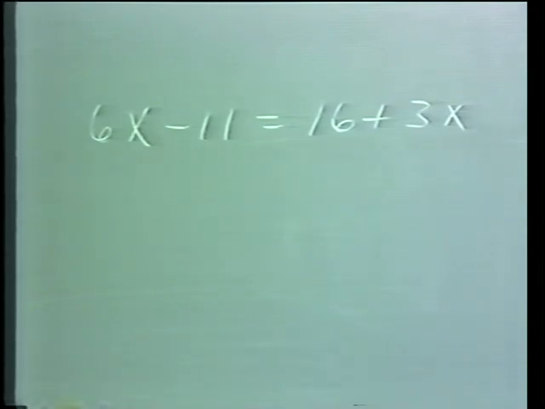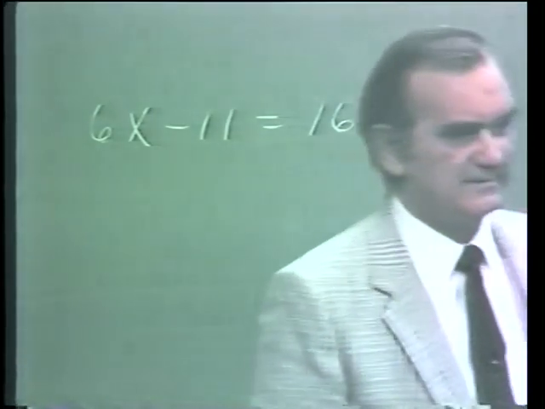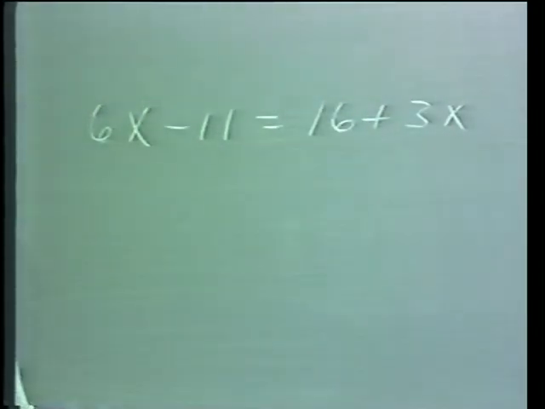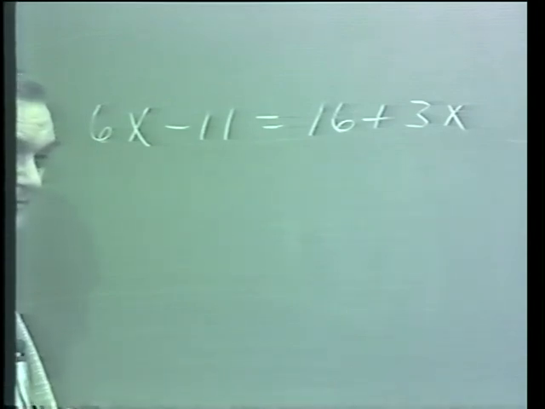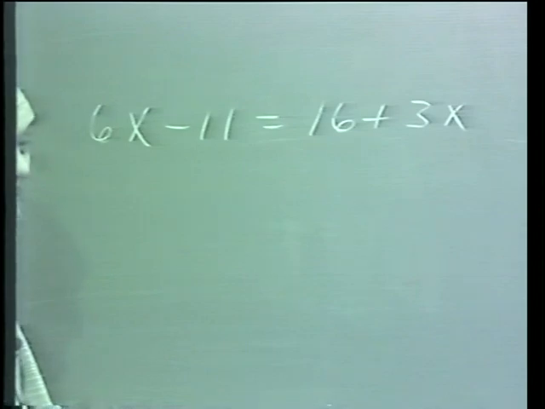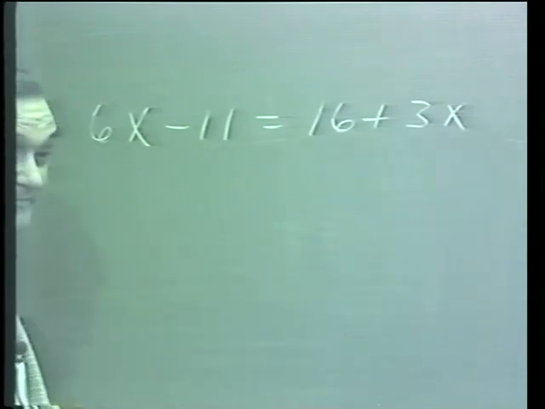Okay, Baby, talk to us. What's the first thing you did? What's the first thing you want to do? Get the constants to one side. She says get the constants to one side? Okay, how'd you do that? Add the opposite of 11. Add the opposite of negative 11? Add positive 11 to both sides?